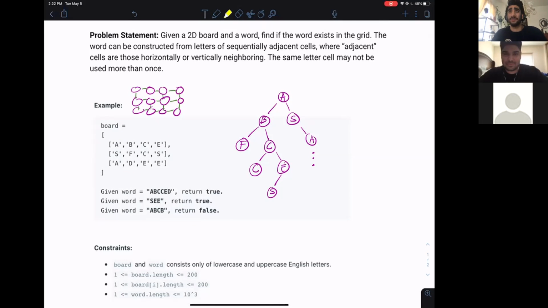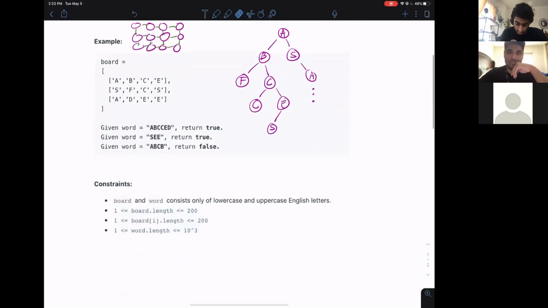All right, so let's read through the problem statement. We're given a 2D board and a word, and we want to find if the word exists in the grid. The word can be constructed from letters of sequentially adjacent cells, where adjacent cells are those horizontally or vertically neighboring. The same letter cell may not be used more than once. Okay, so we're given this example here of a board, and some of the words that we're given examples with are these ones over here.